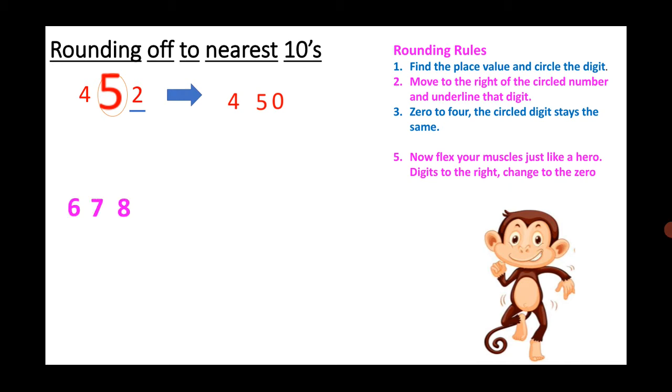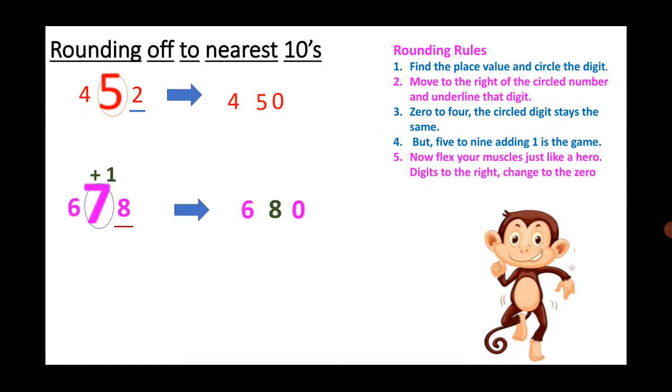See what our next example is. We have another number, 678. In my tens place we have 7, so again I need to circle 7. Now which number is to the right of 7? It is 8. Now 8 is greater than 5. See, we got rule number 4 also. When it is 5 to 9, what do we need to do? We need to add one more. So to this circled number 7, we are going to add one more. So what will my number become? It will become 6, 7 becomes 8, and this 8 becomes 0. So my number 678 has been rounded off to 680.